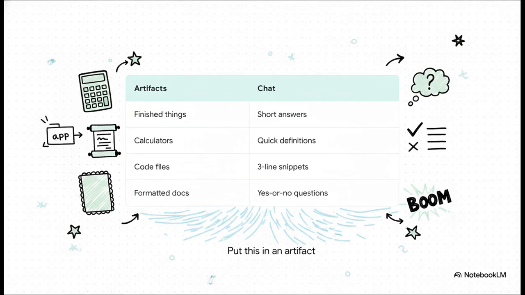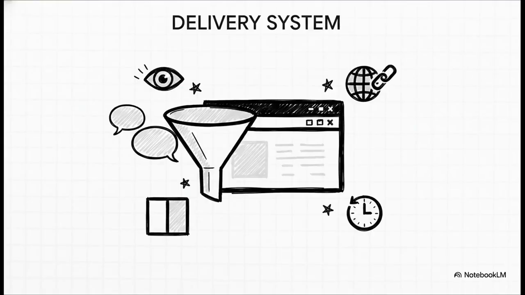Now, understanding exactly when to deploy this tool is pretty key. Basically, you want to use Artifacts for finished things. We're talking calculators, apps, full code files for developers, or deeply formatted documents. On the flip side, you use standard chat for short answers, things like quick definitions, a 3-line snippet of code, or a simple yes or no question. Usually Claude is smart enough to know the difference and place the output in the right spot, but hey, if it ever guesses wrong, just add the phrase, put this in an artifact, to your prompt, and Claude will route it correctly. Easy fix.